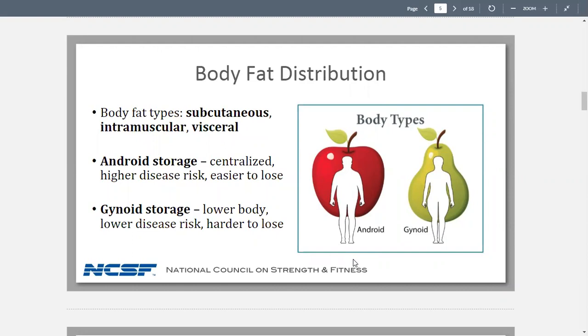Android storage. So there are android and gynoid storages. The android storage is centralized, higher risk for disease, and easier to lose. So with android, the individual looks like an apple. They have an apple-shaped body, a very round belly. Gynoid storage is slender up top and very thick below, and it has lower disease risk, but it's harder to lose that weight. So it's easier to lose the android type of body fat distribution compared to the gynoid. Android, just think of apple, and gynoid, think of pear.